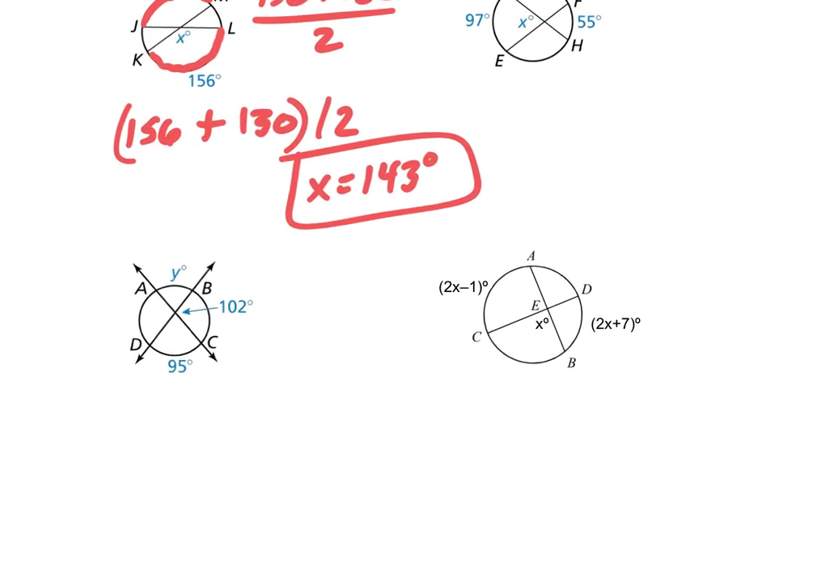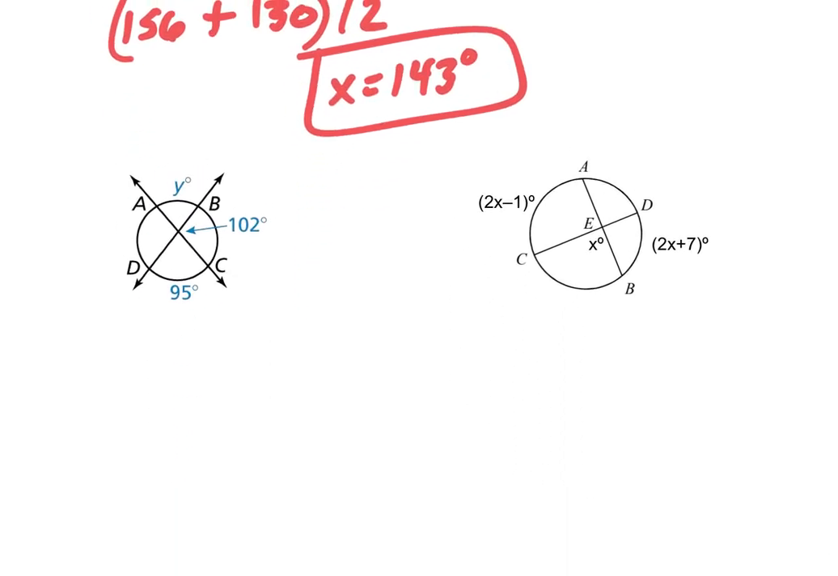Okay, the next one's not much different, so I'm going to jump down here. I'm going to try to find y. Now this one's a little bit different. Y is this arc right outside here. It's the measure of this arc AB. I could say that y is the same as the measure of arc AB if you wanted to. You don't necessarily have to do that part.